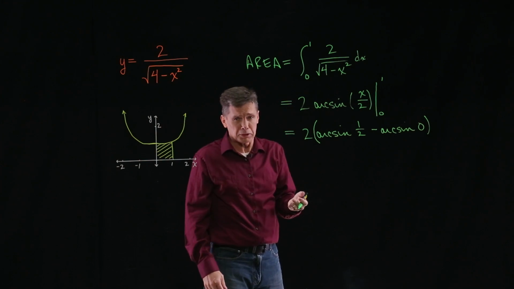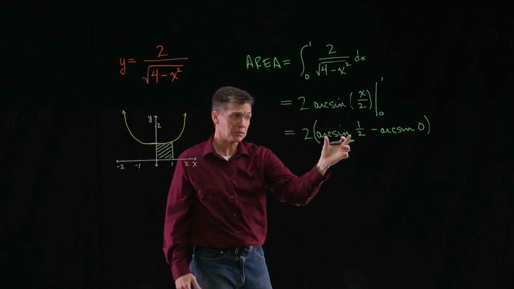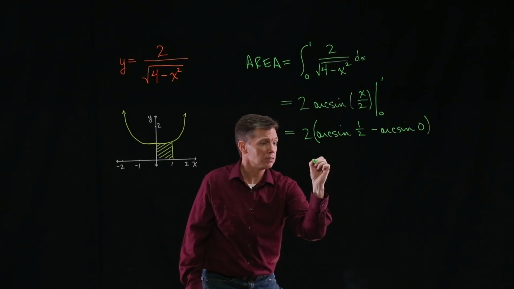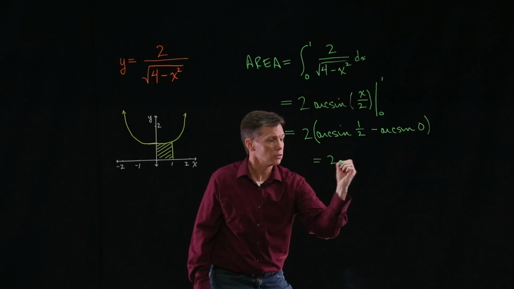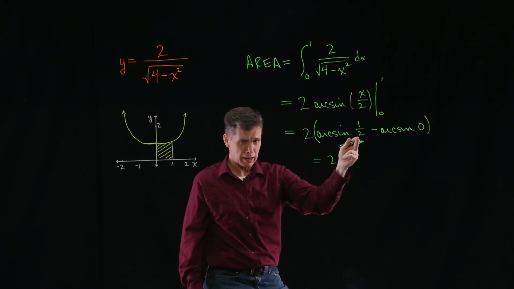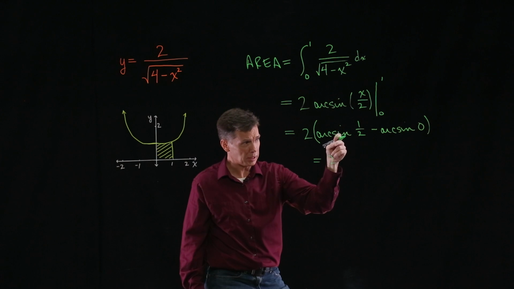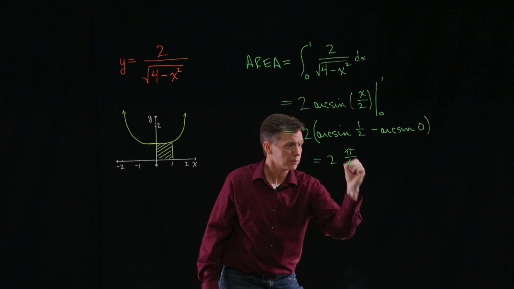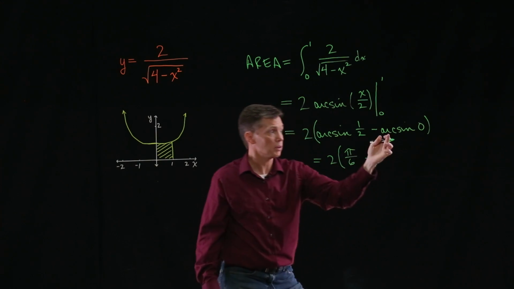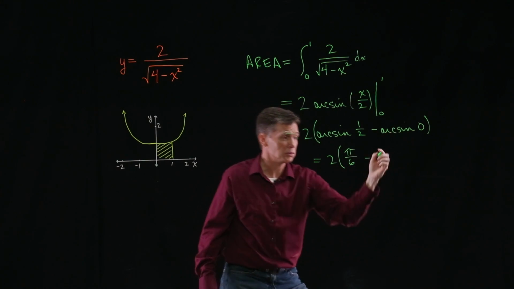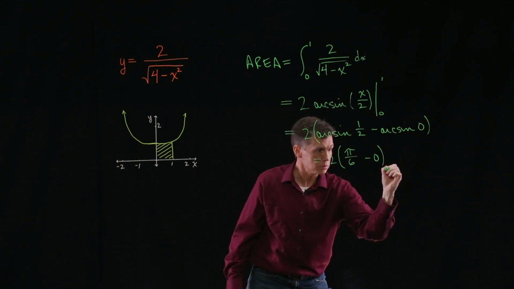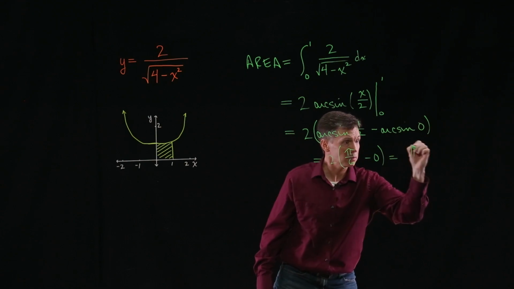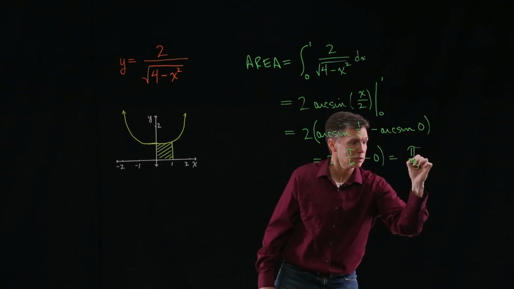Okay, and then here maybe is the new material as well. You have to remember how to evaluate these things, especially if you're doing it without a calculator. You should know how to find these inverse trig functions. 2 arc sine of 1/2, the angle whose sine would be 1/2 is pi over 6, minus arc sine of 0, the angle whose sine is 0, that's just 0. So this is actually just pi over 3, right?